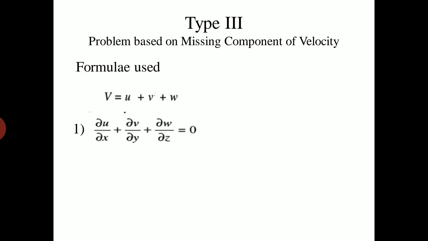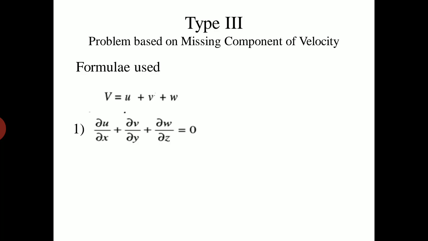The formula used is the continuity equation, that is ∂u/∂x + ∂v/∂y + ∂w/∂z = 0. We know that the velocity vector is divided into three components, that is u, v and w in x, y and z direction respectively. In this type of numericals, they will be giving us u and v and telling us to find the next component, that is w, or they will be giving us any two components and telling us to calculate the missing component.